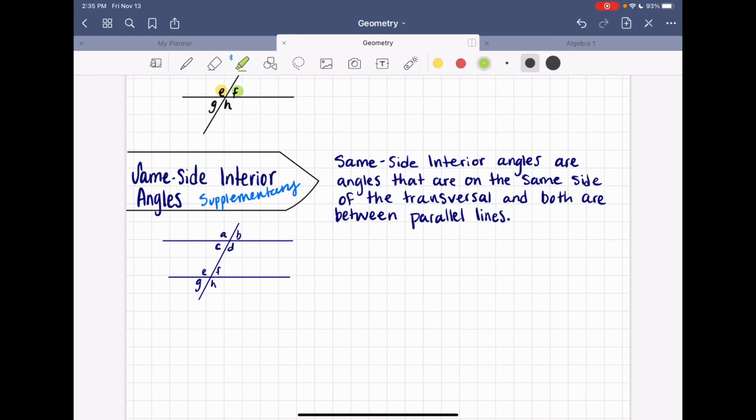Okay, so angles D and F are same side interior angles, so they're on the right side of the transversal and they're inside of the parallel lines. And another example would be the C and the E. Those are same side interior angles.